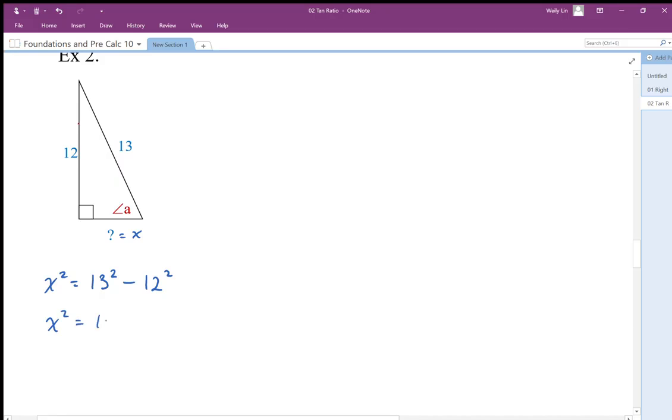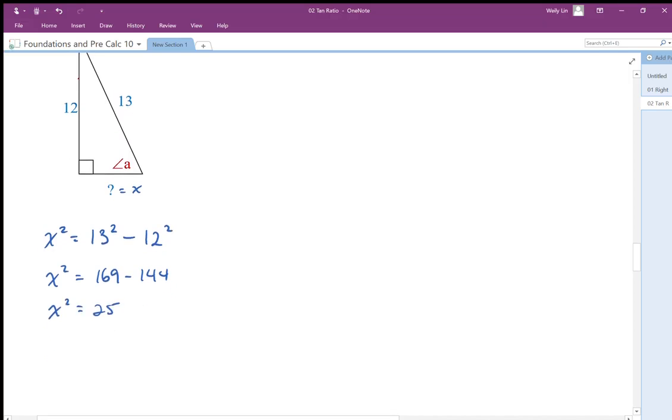So I get 169 minus 144. This happens to be a Pythagorean triple. So we get a perfect square of 25. So x is equal to, when I square root this, plus or minus 5. And again, we're just going to use the 5 here. So there's my opposite side length. This is going to be x equals 5 as that length.